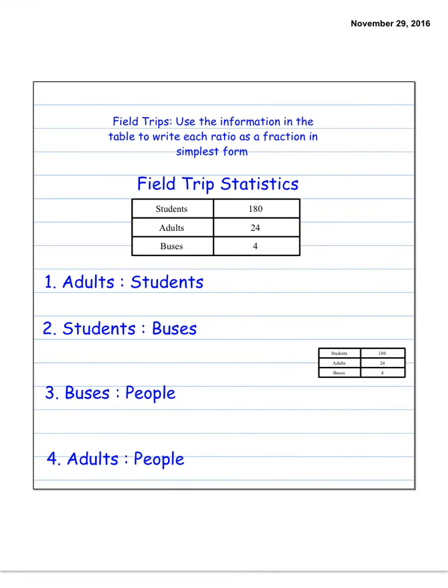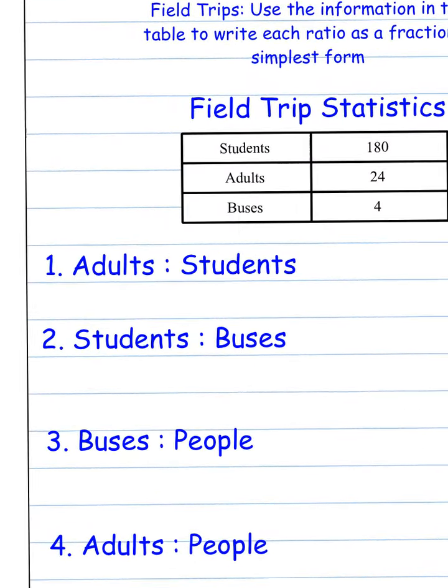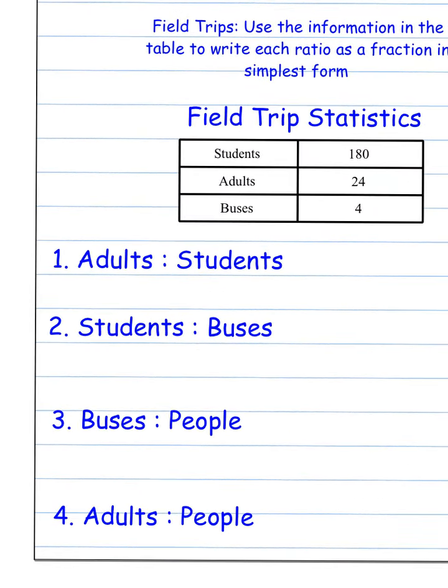All right, here are some to try on your own and then come back. We're looking at field trip information, and we want to write each as a ratio in simplest form. So our first one here is comparing adults to students. I'm just going to zoom in. Well, there are 24 adults and 180 students. And then we want to make sure that we write that in simplest form. They can each be divided by 12, which is 2 out of 15.